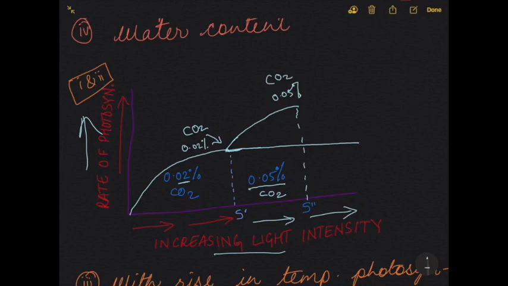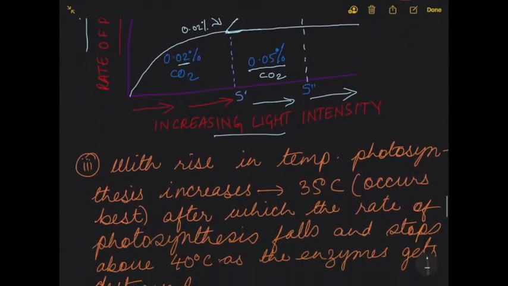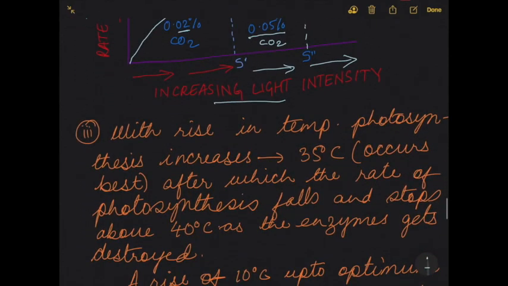But beyond that, remember, the rate of photosynthesis will not increase. It will remain the same. Understood? So the maximum or the highest rate of photosynthesis reached is at 0.05% concentration of carbon dioxide. Okay. Now next, coming to temperature.